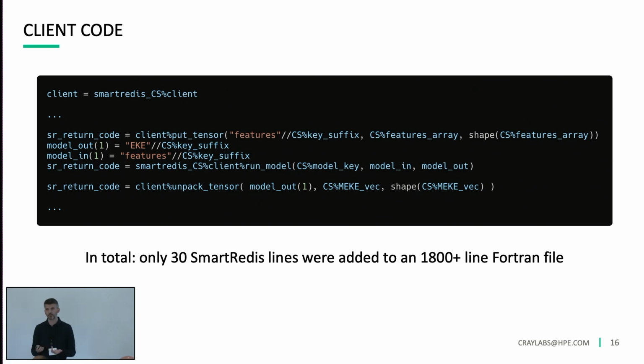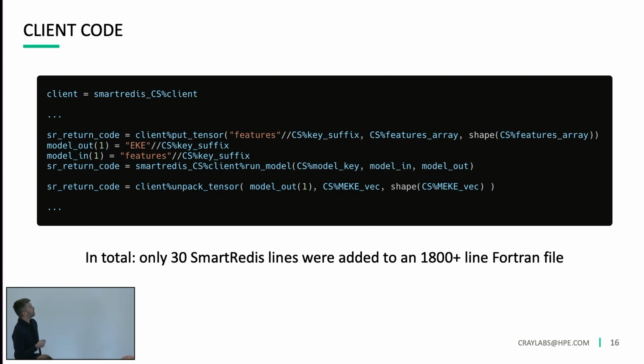And in terms of client code, we are well aware that HPC researchers and scientists don't really want to mess up with their code. They don't want to destroy their well-written and well-established code with a new library. So we try to be super minimalistic in what we require to access a workflow running through SmartSim. Basically, MOM6, which is the Fortran library used in this case, is 1,800 plus lines, and we only required 30 lines to include all of the SmartSim features into it.